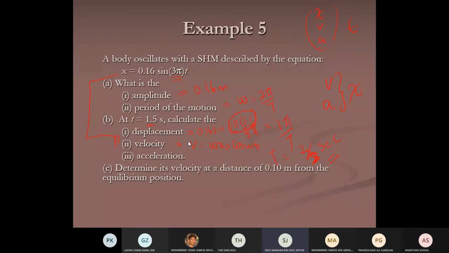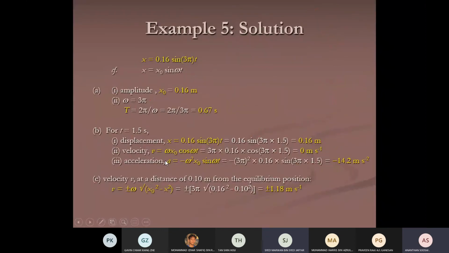Zero. Okay, so I got 0. So all of you got 0. Yeah, so the formula that must come to your mind is omega x naught cos omega t. The cos omega t is cos of 3 pi times 1.5. So 0.